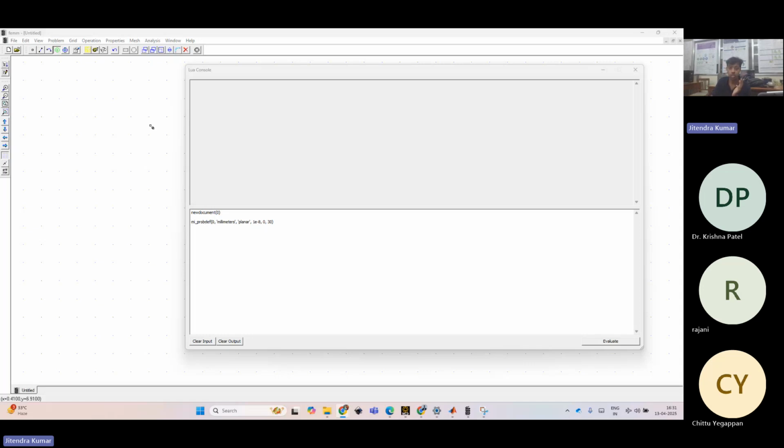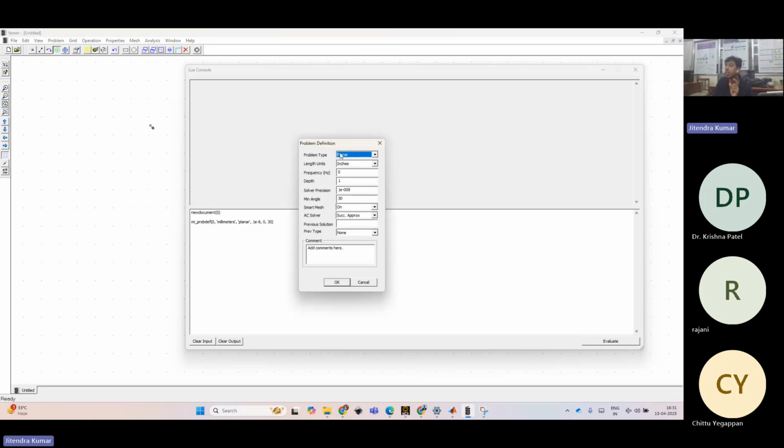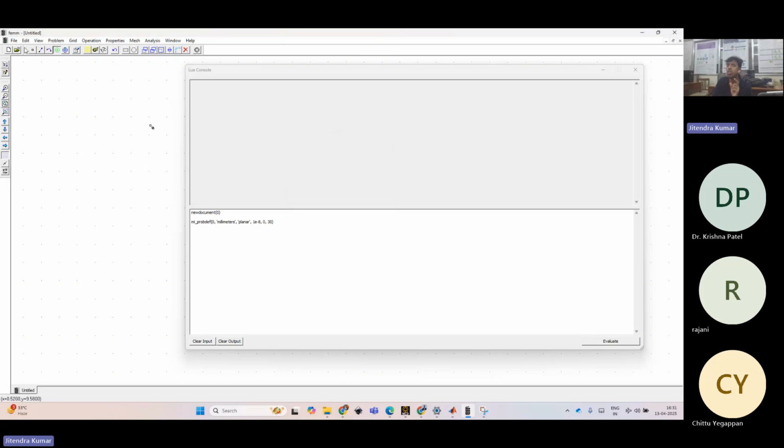Zero means creating a magnetics problem. If you are creating a new file, then this is corresponding to zero, the magnetics problem. Then there are the electrostatic problem, heat flow problem, and current flow problems. After that, what units do you want? Millimeter, meter, right? That is also there.